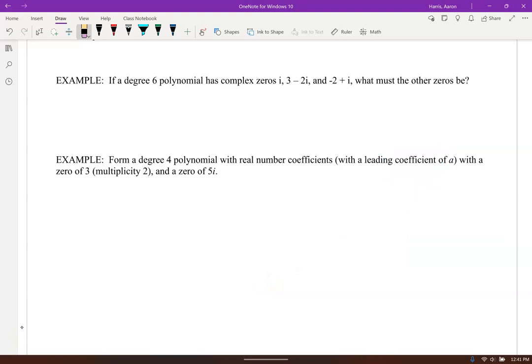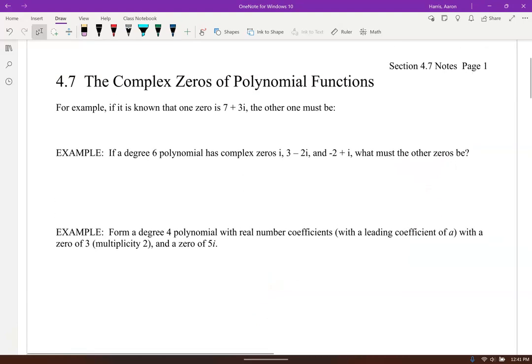2i is a 0, so is negative 2i. So 7 plus 3i is a 0. If a plus bi is a 0, then a minus bi is a 0. So 7 plus 3i is a 0. The other one would be 7 minus 3i.